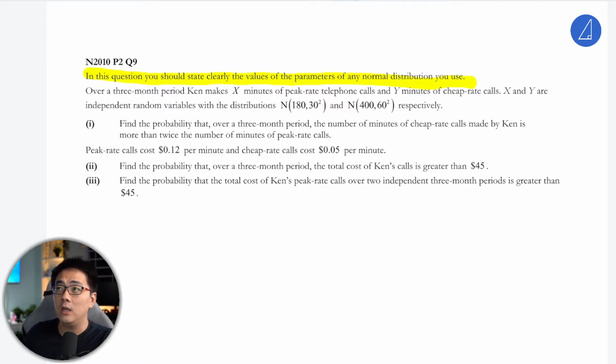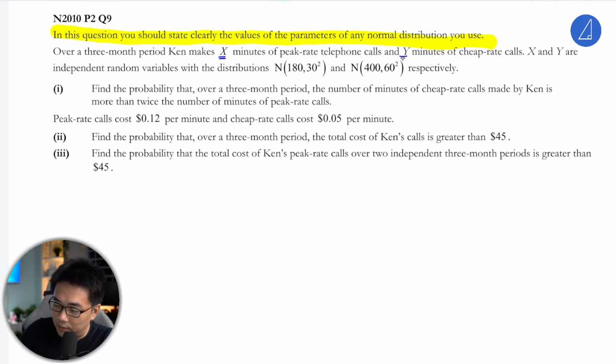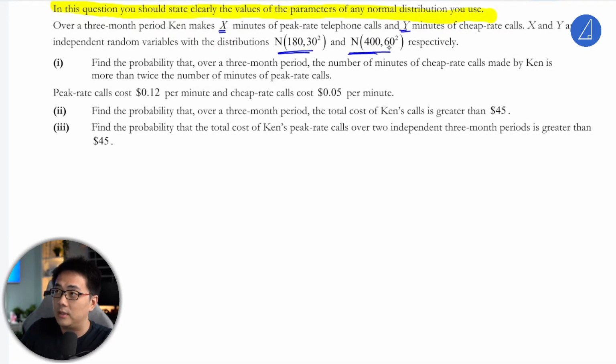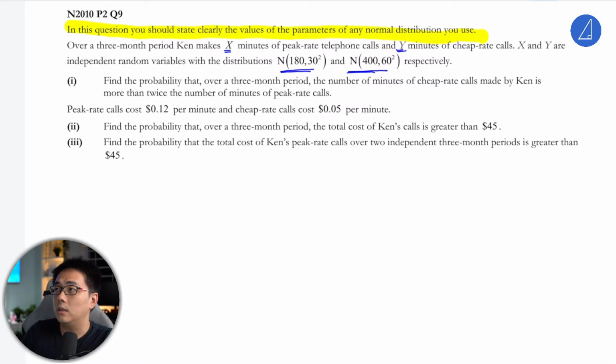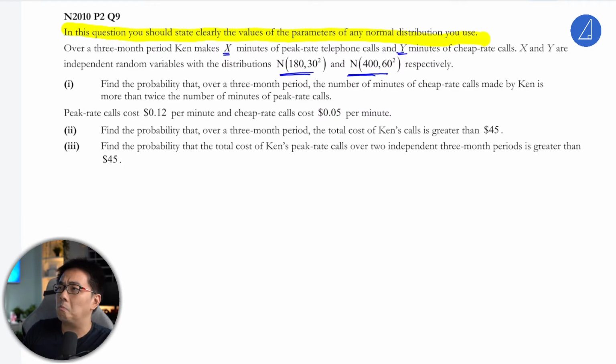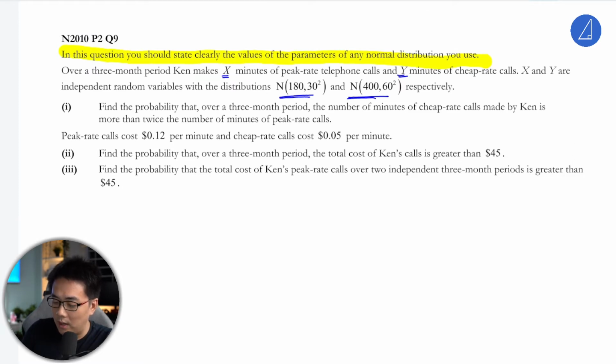So over a 3-month period, Ken makes X minutes of peak rate telephone calls and Y minutes of cheap rate calls. They are independent random variables, with means 180 and 400, and the standard deviations are 30 and 60 respectively. It's already described for you, so you can just use it.